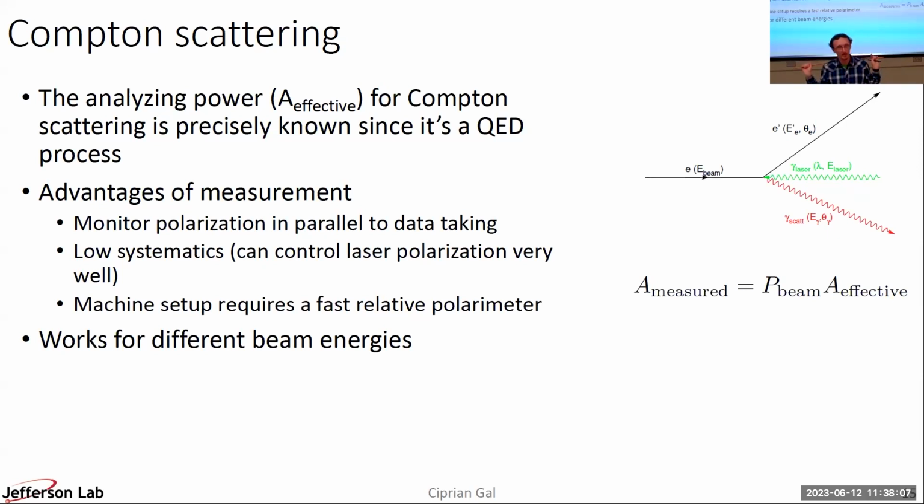Question. Can you restate the meaning of the A measured, the beam polarization? Right. So what I was saying earlier is that if you want to figure out how polarized the electron beam is, if you know a process, so I can calculate this in QED because I know it very well. So now that means I know my A effective and I make an actual measurement. And my actual measurement is scaled by the polarization of the beam. So if I have a 50% polarized beam, my asymmetry is going to be half of what I expect. Works at different energy.